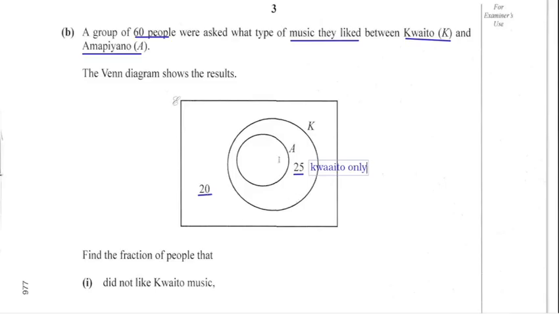Now, how many people are missing? That's the number of people that chose Amapiano and Kwaito. So they are going inside there. To find the number of people, we should say 40 minus 25, which is going to give you 15, which means inside here we have a total of 15 people.